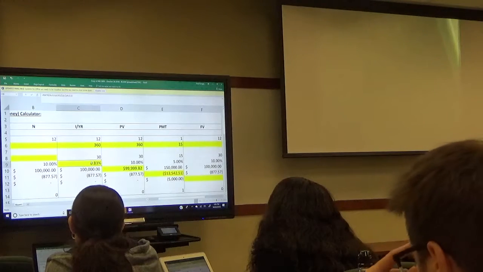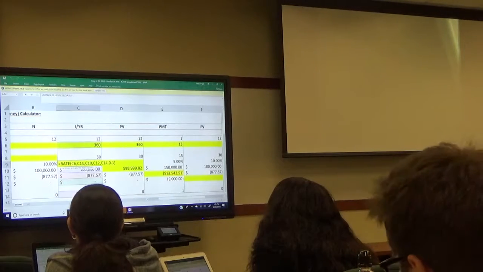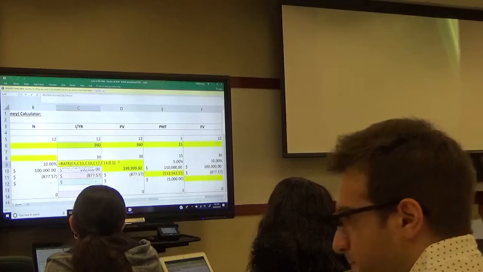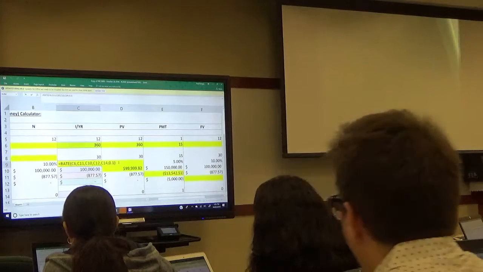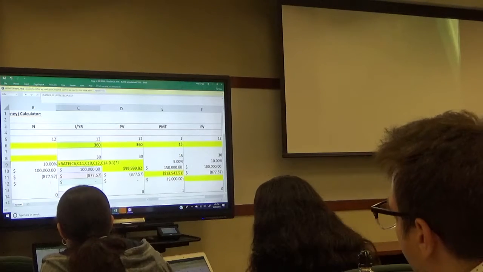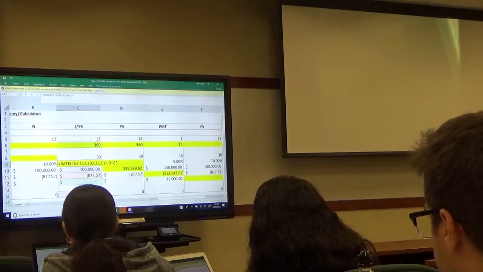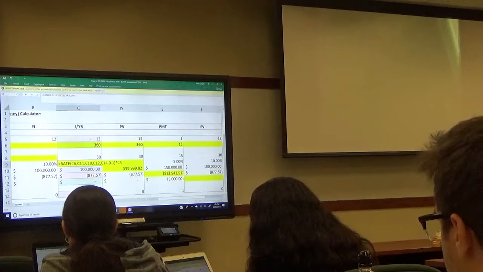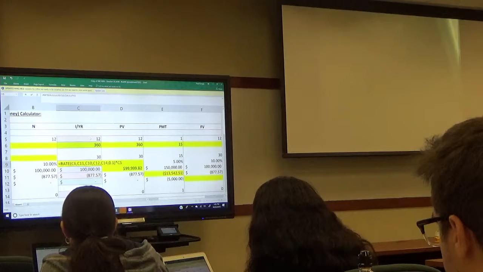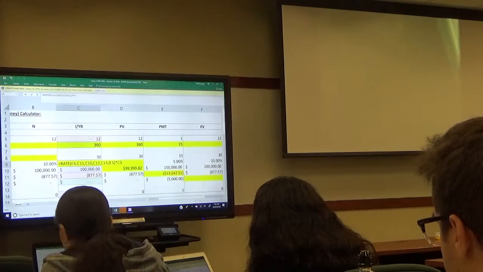Okay, so here's what you're going to do. You're basically going to tail into this. You're going to put times. Well, actually, you're not going to put times 12. You're going to put times, and then we're going to cell reference cell C5. Okay, and then now hit enter. Boom.